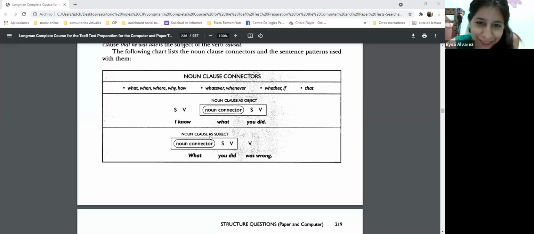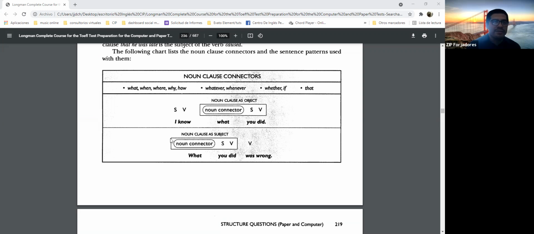Now, if you want to start with a connector, you can, but remember that it's going to be the subject of the sentence. So it's going to be the noun connector, better said, subject verb, and then another verb, because this is the subject.